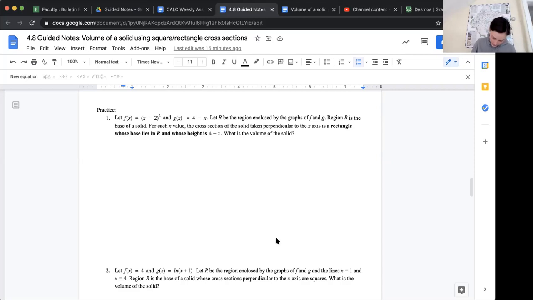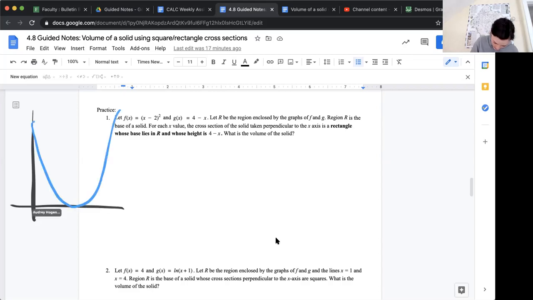First things first, I'm going to draw a picture. I know that (x minus 2) squared is a parabola, and I'm going to draw that in blue. So this is going to be (x minus 2) squared. And then I know 4 minus x is a good old line, and I'm going to draw that like this. 4 minus x. And so now I know that region R is this region right here between f and g.